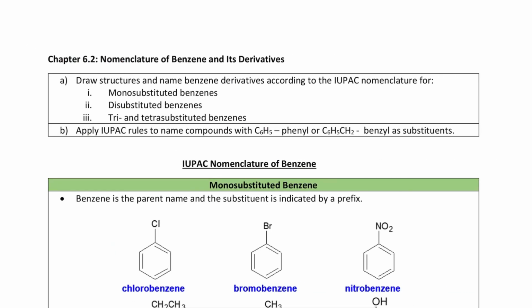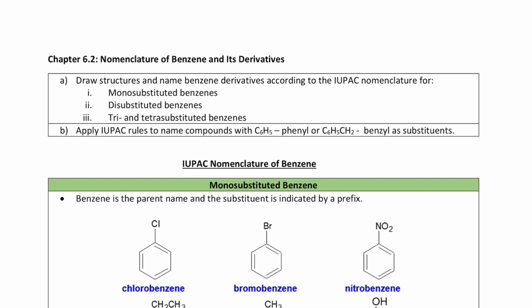So next kita continue terus chapter 6.2, Nomenclature of Benzene and its derivative. Okay, so kita nak belajar bagi nama for benzene. Adalah a few thing yang baru sikit. Tapi yang lain tu kita apply the same rule macam before this lah. So draw structure and name benzene according to IUPAC nomenclature for mono-substituted benzene, di-substituted benzene, tri- and tetra-substituted benzene. So you have to give name to benzene and its benzene derivative lah.